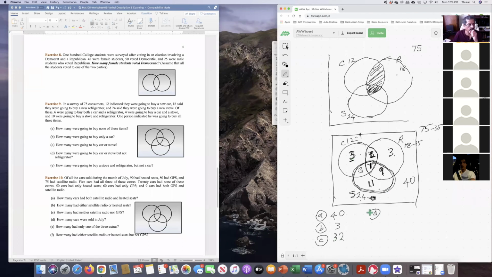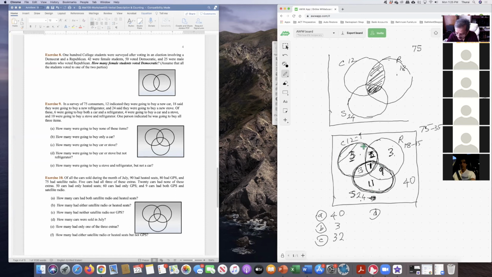Part D is how many are going to buy car or stove, but not refrigerator. Car or stove, but not refrigerator. 17. 17 is right, very good. Why is that 17? Because car or stove means the union of the C set and the S set. We found 32 elements there, but this time we are counting the people who are not buying refrigerator. So they must be either buying car or stove, but not refrigerator. Can you see that?